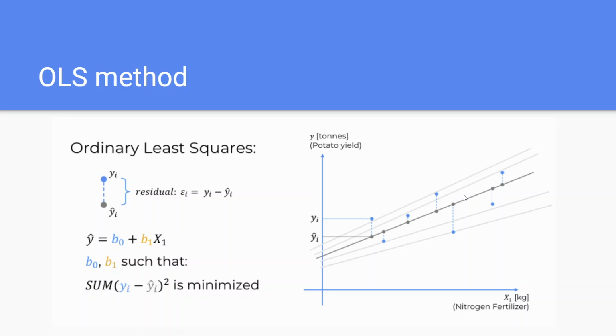So now for each pair of points, we have to calculate the residual. So the residual is actually the difference between the observed value and the predicted value. So then you can calculate residuals for each pair of data points. We can calculate the residual between this pair of points, this pair, this pair, this pair, this pair, this pair, and this pair.